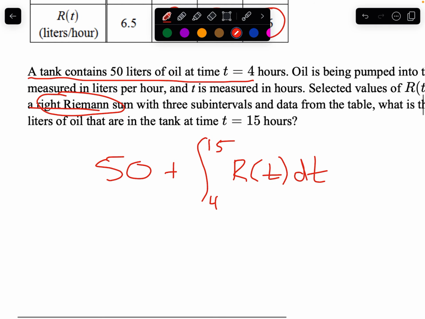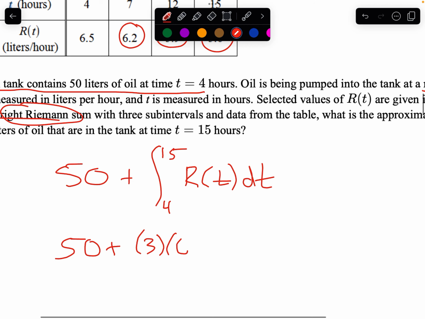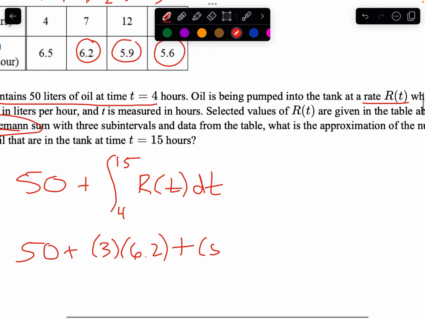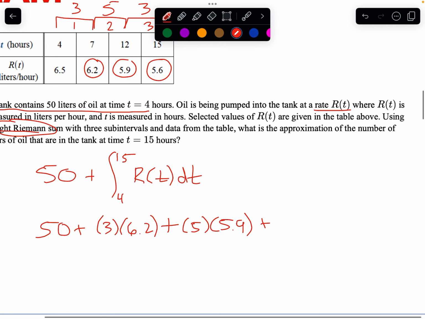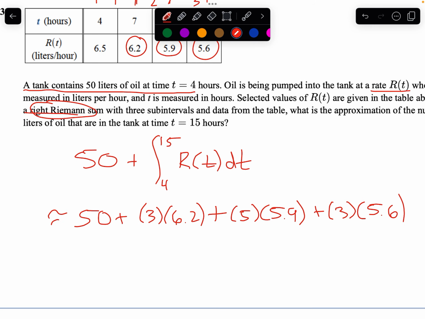So, using our geometry formulas for areas of rectangles now, that first rectangle has a base of 3 and a height of 6.2. Our second rectangle has a base of 5 and a height of 5.9. Our third rectangle has a base of 3 and a height of 5.6. And now it's just a matter of doing some multiplication and addition here to get our answer. You can pause the video and practice that now if you like. We're looking at 114.9. This was the number of liters at t equals 15.